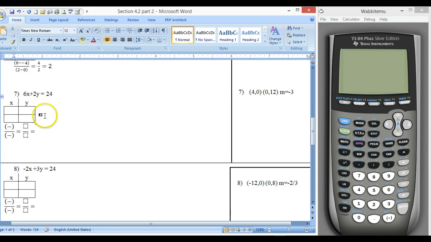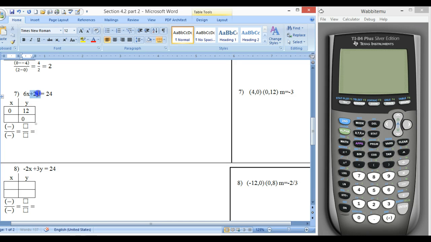All right, let's try the next one. Again, I'm going to throw in the 0 and the 0. Putting a 0 in for the x. I'm just going to do this one in my head now. 6 times 0 is 0, so I have 2y equals 24. So if you need to use your finger, cover up the 6x. And to solve this, we divide both by 2, which makes y 12.